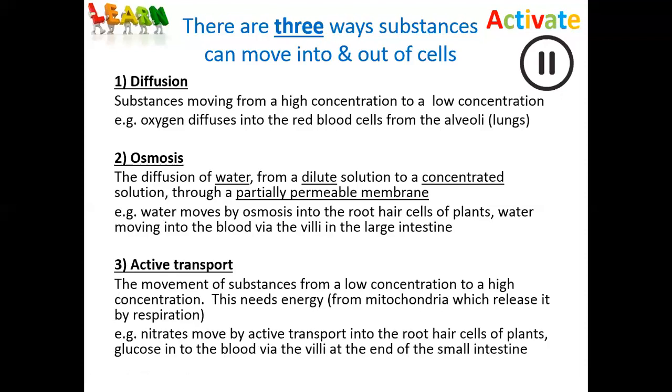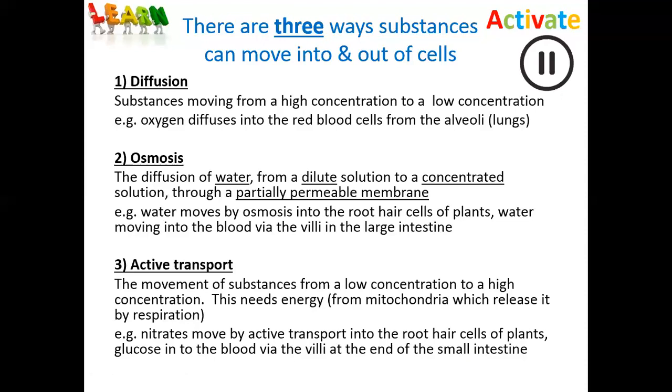Good examples of these that you do need to remember, particularly the first one, is that nitrates that plants need for growth, nitrates get into the root hair cells of plants by active transport. So the concentration of nitrate is low in the soil and high in the root hair cells of plants, but the plants need it for growth, so they absorb it using energy by active transport. The other example is glucose moving into our bloodstream at the end of the small intestine. At the top of the small intestine, straight after the stomach, glucose will move into the blood by diffusion, but at the end of the small intestine, it happens by active transport.